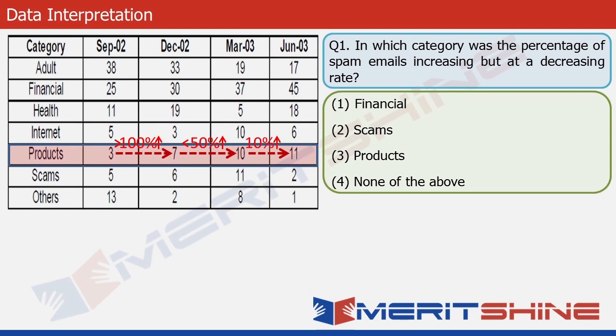So it goes like this. First an increase of around 100%, then an increase of around 50%, and then finally an increase of around 10%. So it satisfies our condition. The percentage of spam emails is increasing for products but at a decreasing rate. So our answer would be option 3, products.